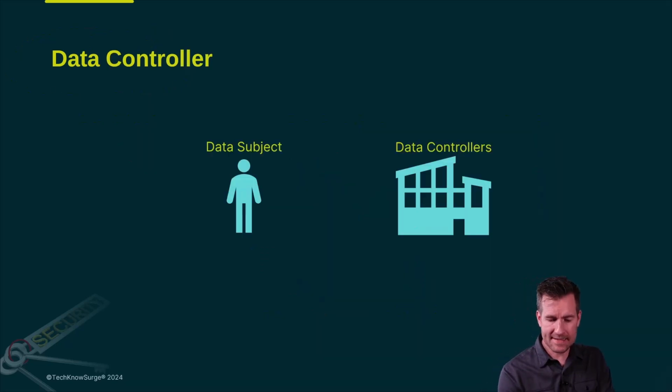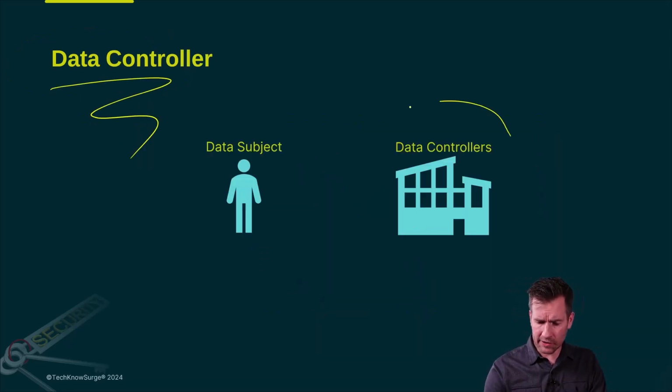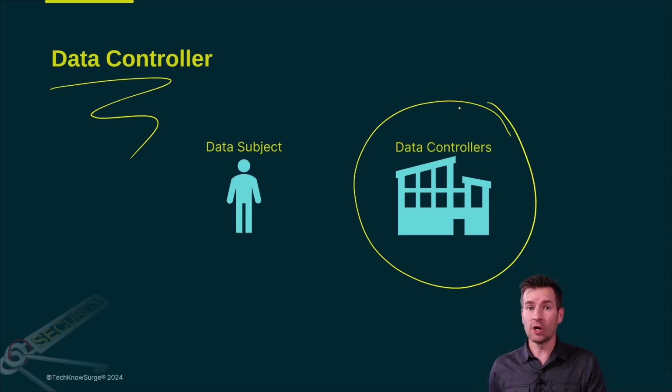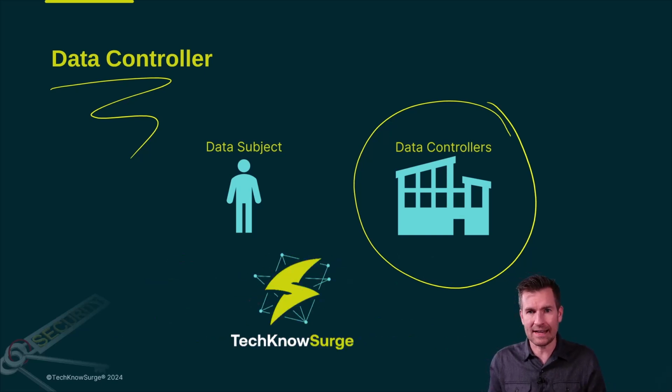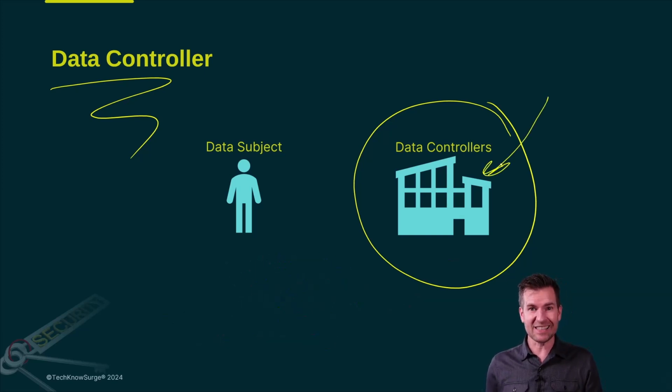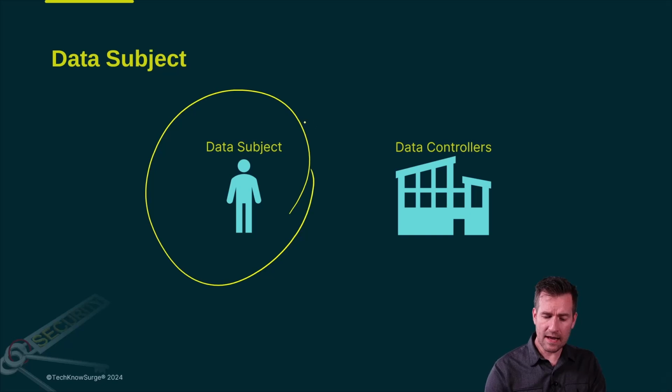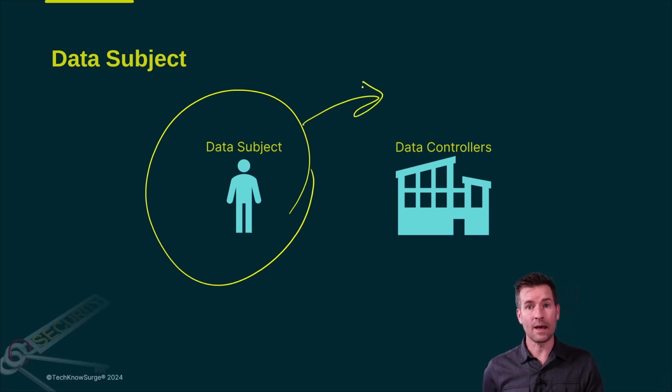First up is the data controller. Data controllers are the entities that determine, hey, I'm going to collect this data, and determine what's going to happen with that data. They're in charge of the data. Usually it's some sort of organization, like a business, that is collecting information and is in charge of that information. A data subject is who the information is being collected from or about. In this case, we have a user and we're collecting information about this user. That's the data subject.